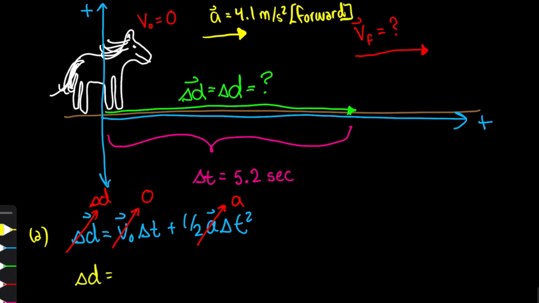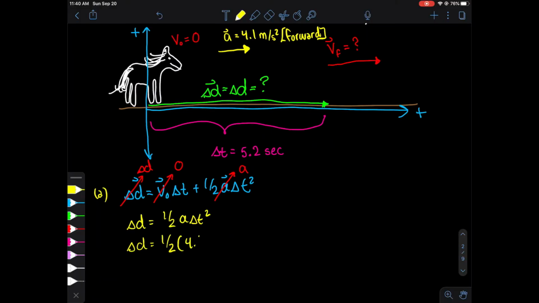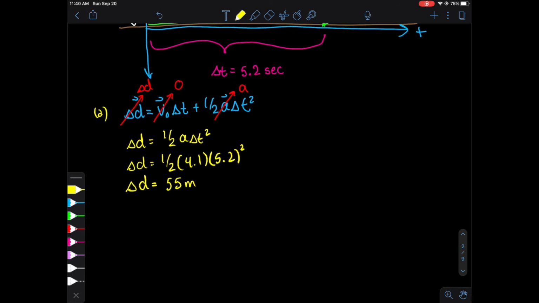So let's rewrite this. Delta d equals 1/2 a delta t squared. And plugging in the numbers that we know, we get that our displacement is approximately 55 meters. Now it is a vector quantity, so this means that we should write our final statement as a vector, so it's going to be 55 meters, and we assume that to the right was the forward direction, so we have to give it the forward direction. That would be part A.